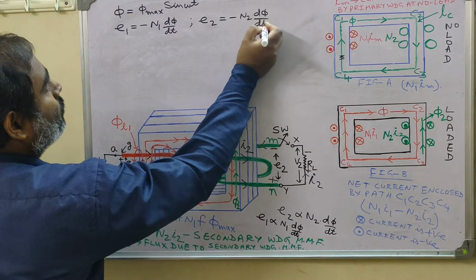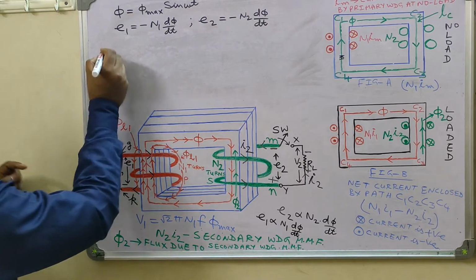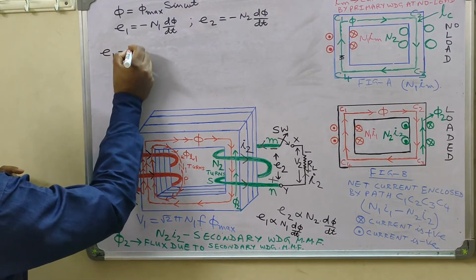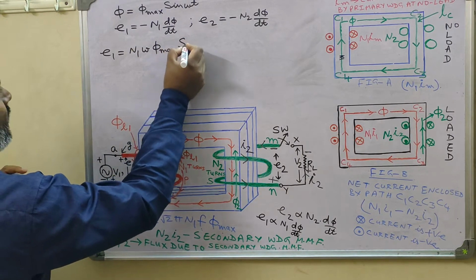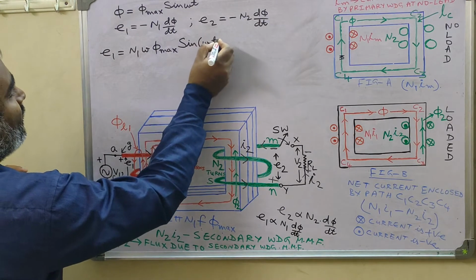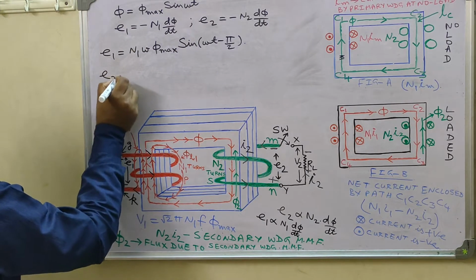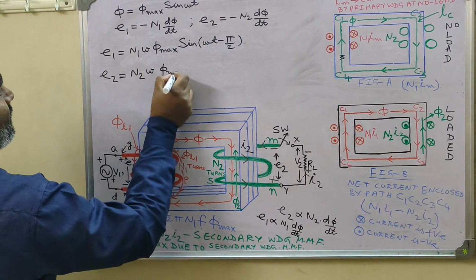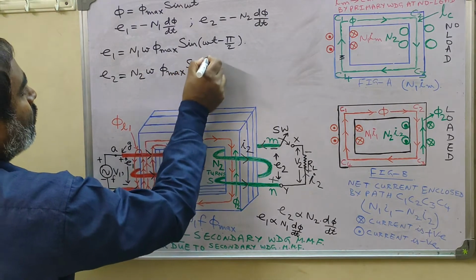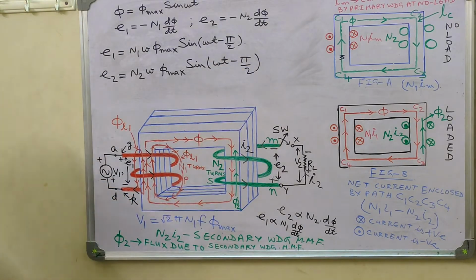If you make a small calculation by putting in the value of phi, you will find that E1 comes as N1 into omega into phi max into sin of (omega t minus pi by 2), and likewise for E2 you will get N2 into omega into phi max into sin of (omega t minus pi by 2). These derivations we have already done in our previous lecture.